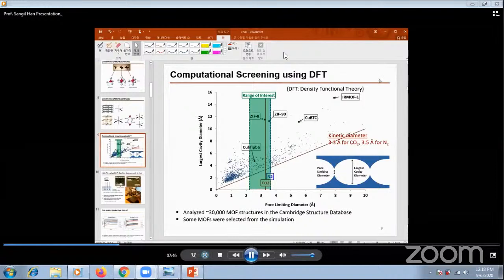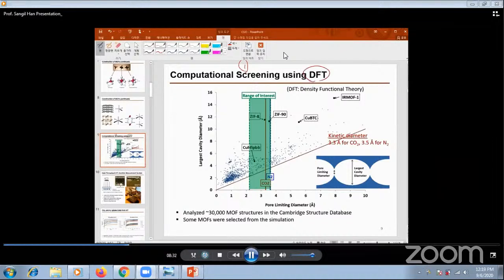For my postdoc research, the first step is based on DFT computer simulation. This is the first screening process. By using this computer simulation, we selected 10 or 20 MOFs. Then, based on the selected MOFs suggested by the computer simulation, we synthesize them.